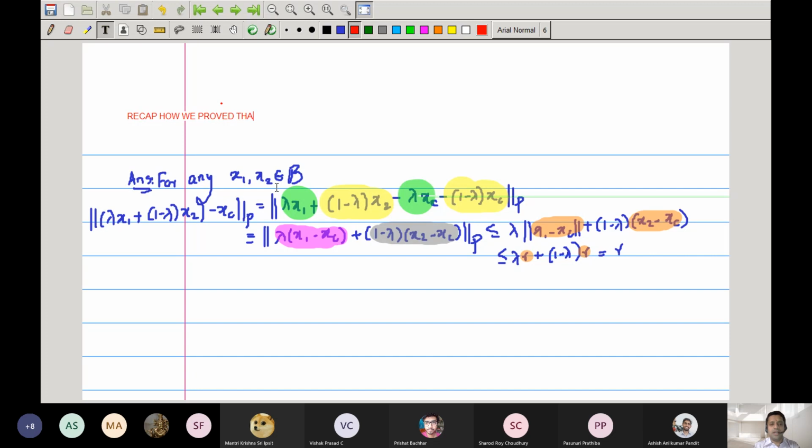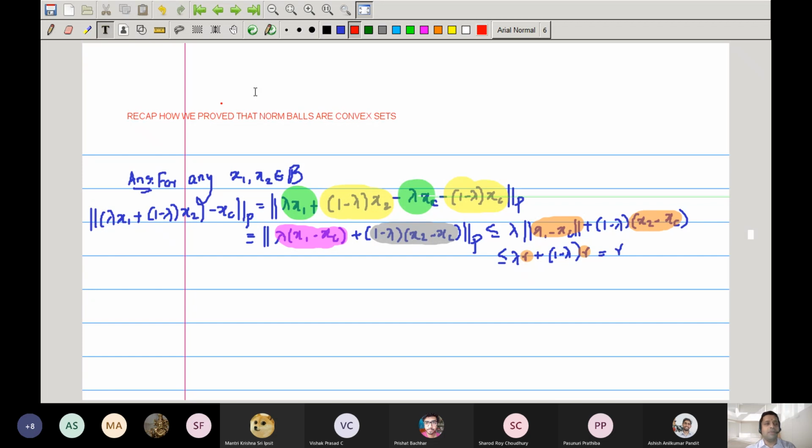We proved that norm balls are convex sets, and the idea was, for any two points x1 and x2 in the norm ball, you want to show that their convex combination also lies in the norm ball, for which we did this simple algebraic manipulation where we said lambda x1 plus 1 minus lambda x2 minus xc. I rearranged it by using lambda xc plus 1 minus lambda xc to express xc itself, reorganized into lambda times x1 minus xc plus 1 minus lambda times x2 minus xc, and then I used the triangle inequality.